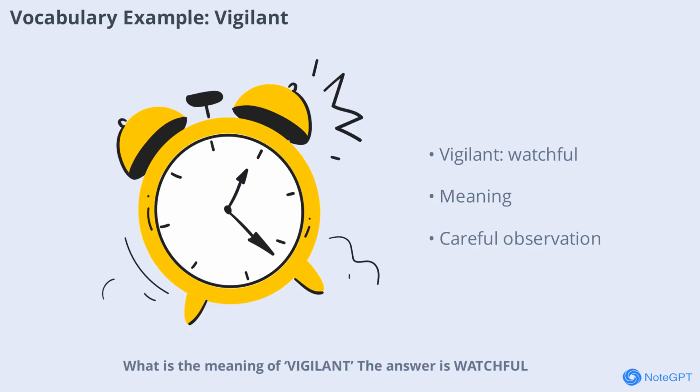What is the meaning of vigilant? The answer is watchful. Vigilant means keeping careful watch for possible danger or difficulties. Understanding such words can help you in both exams and real-life situations.